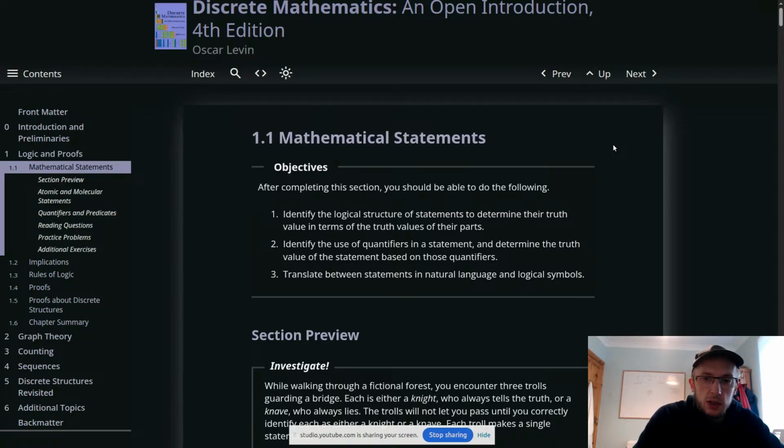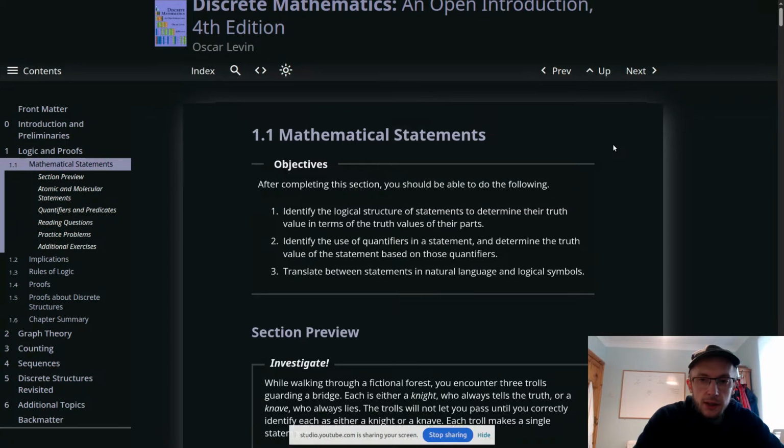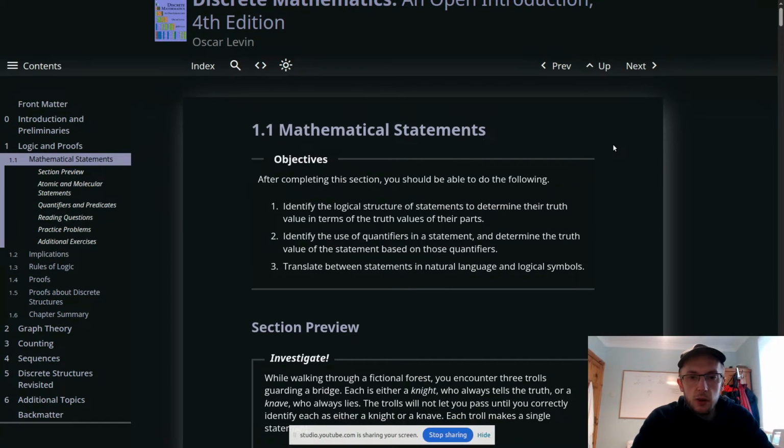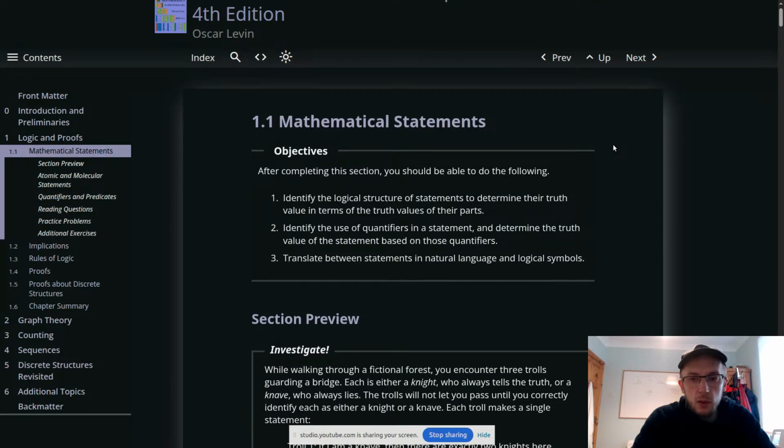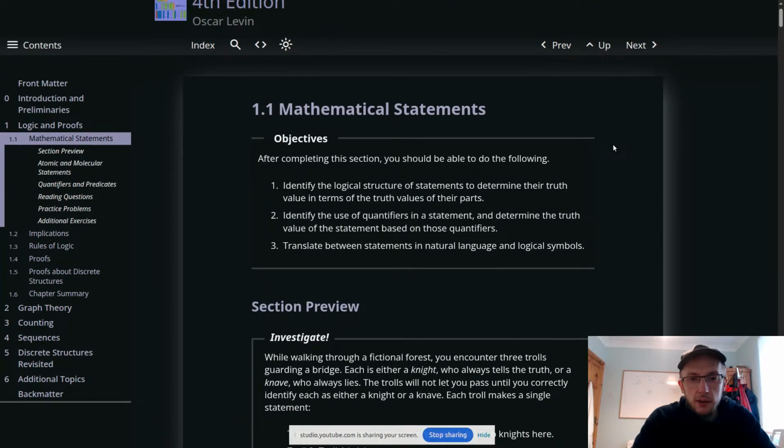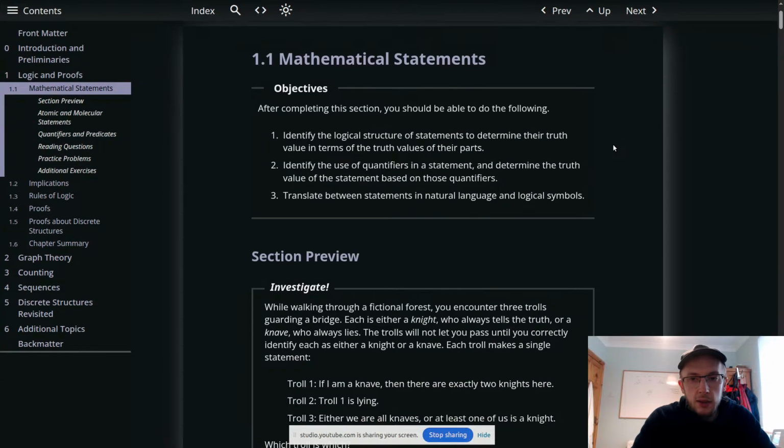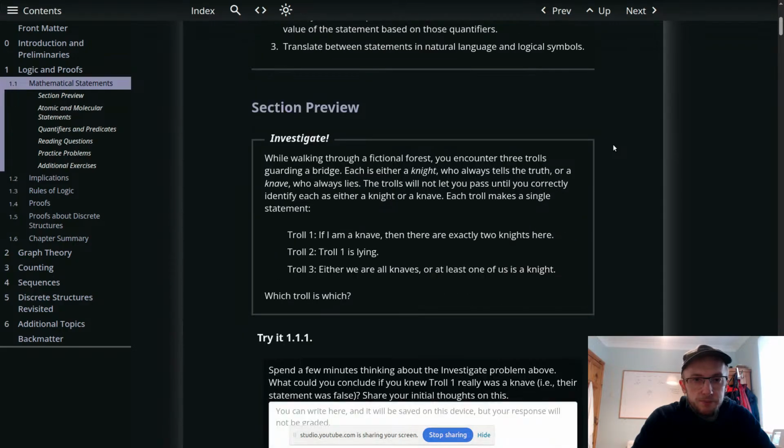Identify the logical structure of statements to determine their truth value in terms of the truth value of their parts. Identify the use of quantifiers in a statement and determine the truth value of the statement based on those quantifiers. And translate between statements in natural language and logical symbols.